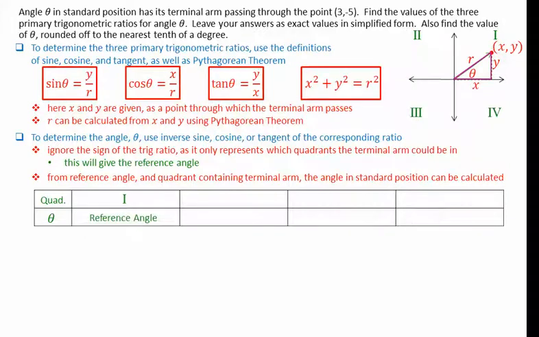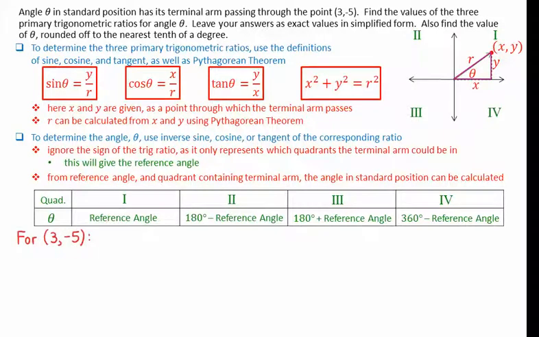For an angle in quadrant 1, the angle is equal to the reference angle. In quadrant 2, 180 degrees minus the reference angle. In quadrant 3, 180 degrees plus the reference angle. And in quadrant 4, 360 degrees minus the reference angle.